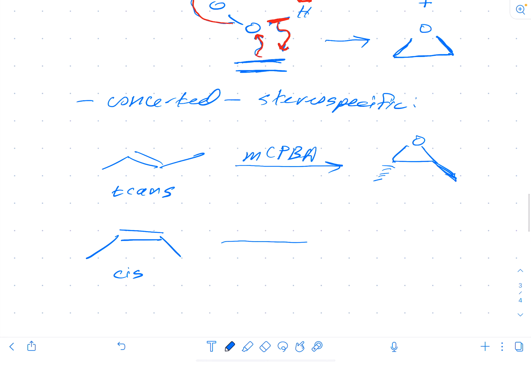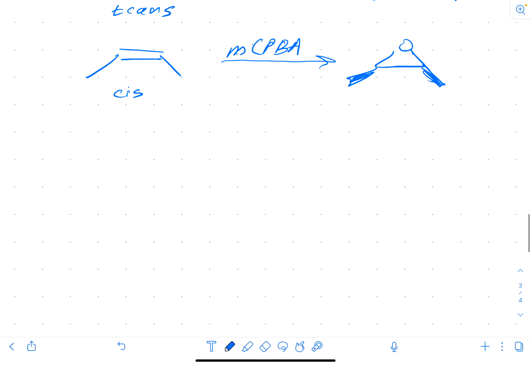If I do an MCPBA reaction with a cis alkene, the product epoxide will also be cis. So that's what I mean by stereospecific. The stereochemistry of the starting material is directly reflected in the product. Okay, so that's one very common way that we can use to make epoxides in this class.